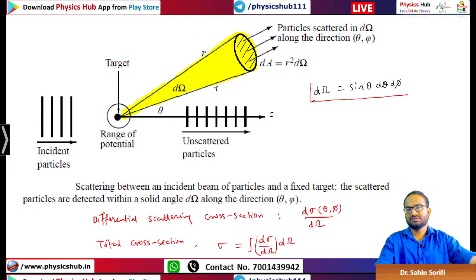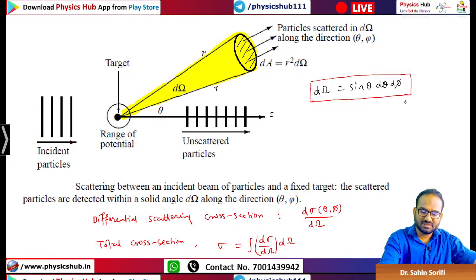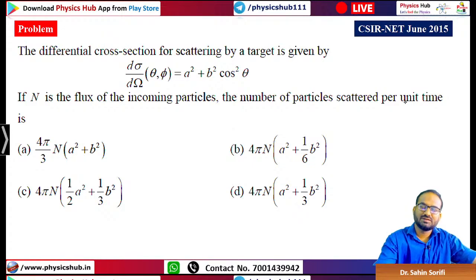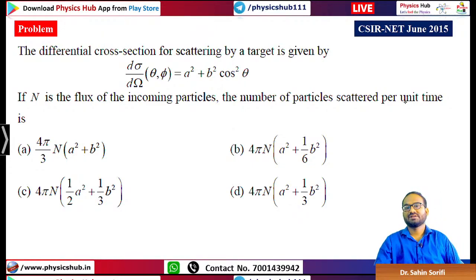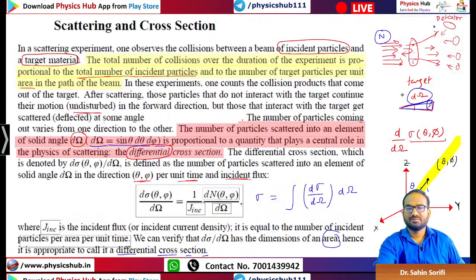So using this you can solve numericals. Let us take one numerical. This came in June 2015. The differential cross section for a scattering by target is given by this. If n is the flux of incoming particles, the number of particles scattered per unit time, into an element of solid angle d omega, per incident flux. Remember this one: per unit solid angle, per unit time, and incident flux. So per unit time and incident flux, these two are taken care of in the J incident.